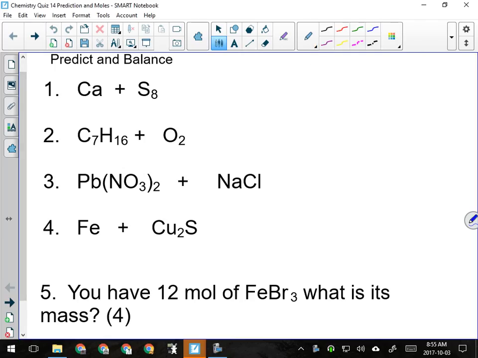All right, so for our first reaction here, we got calcium reacting with sulfur, which is what kind of a reaction? It's a synthesis reaction. All right, so we're going to produce an ionic compound in calcium sulfide.